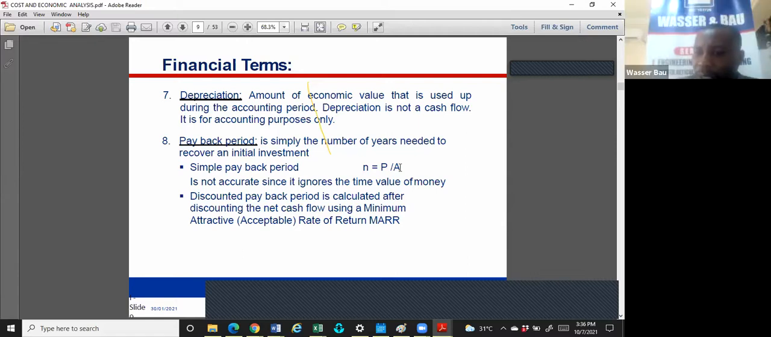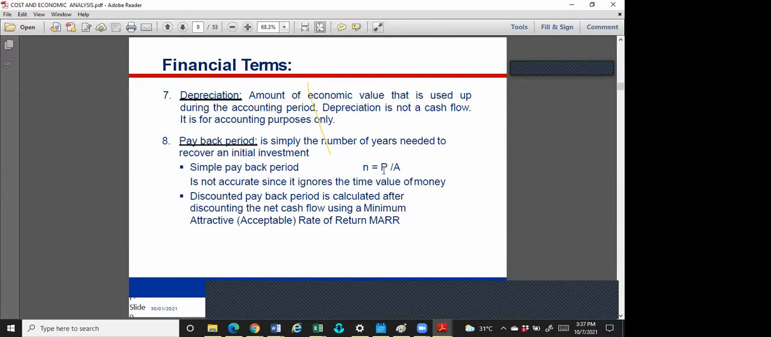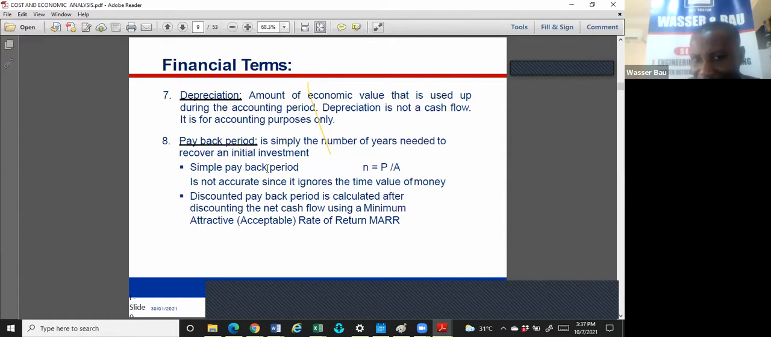Let's say you borrow me 5 million and you want me to pay back in 5 years. I'm paying you back 1 million every year. It means 5 over 1 means 5, so the payback period is 5 years. This is the amount borrowed, or the principal. This is A, which is the savings, or the annuity, or the income. So if you divide the principal over the income, you're going to get the number of years to pay back that loan or that money.